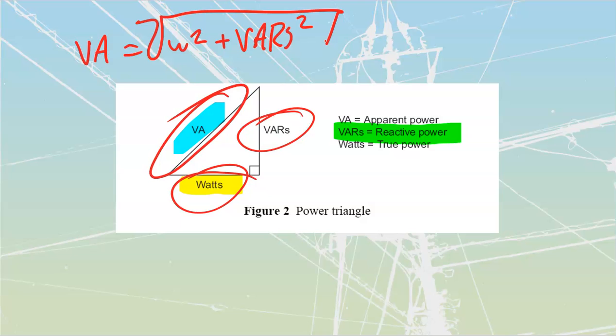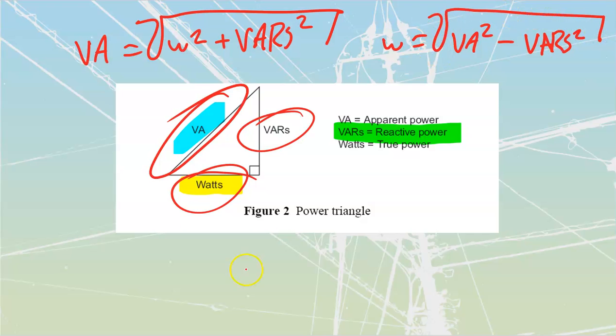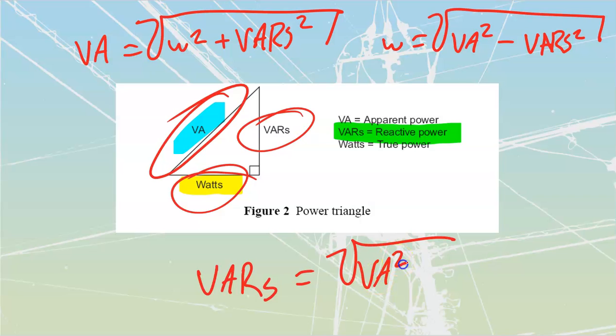From that, we can derive the rest of our formulas as well. We can see that if we were looking for watts, it would be equal to my VA squared, my hypotenuse squared, minus my VARs squared, all square rooted. Or if I was looking for my VARs, it would be equal to my VA squared minus my watts squared, all square rooted. Any one of these is just a derivative of Pythagoras' theorem, so we can use them to calculate anything that we have missing from those triangles.